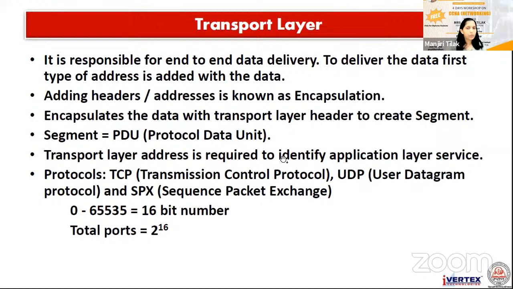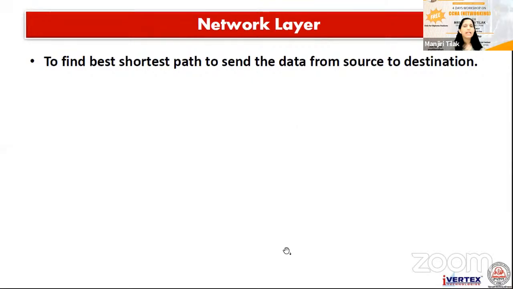So transport layer is going to add the first address, meaning the first time your data will be encapsulated, and the address added by transport layer will definitely be port numbers, and those port numbers will be used to identify application layer services, right? Now once transport layer has encapsulated your data, it will be handed over to the next layer, and that next layer is nothing but network layer, right?